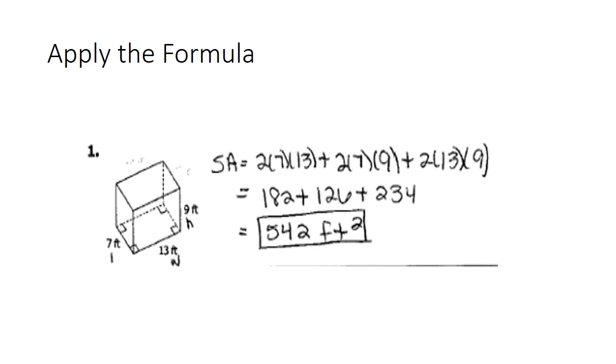So we've got 2 times the length times the width plus 2 times the length times the height plus 2 times the width times the height. When we simplify all those numbers, we get 182 plus 126 plus 234. We add those up and we get a total of 542 feet squared. When we're dealing with area, the unit that we use will always be squared.